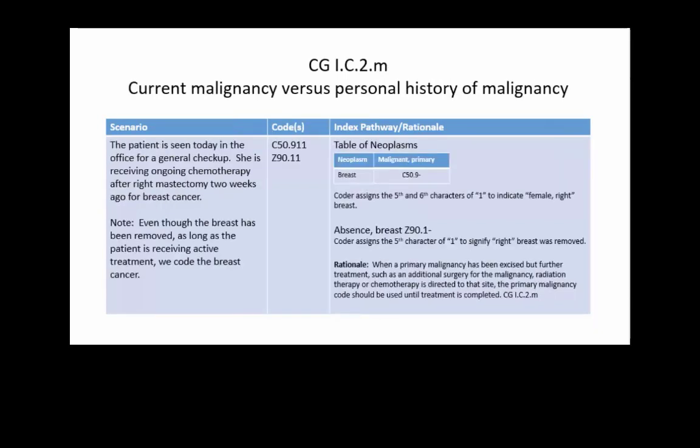A current malignancy versus a personal history. You see here the patient is undergoing chemo after a right mastectomy 2 weeks ago. Even though the breast has been removed, as long as she's receiving active treatment, we will code the breast cancer. So I've coded the breast cancer here. There's your table of neoplasm. I also coded the absence of breast to signify that she has had the mastectomy on the right.